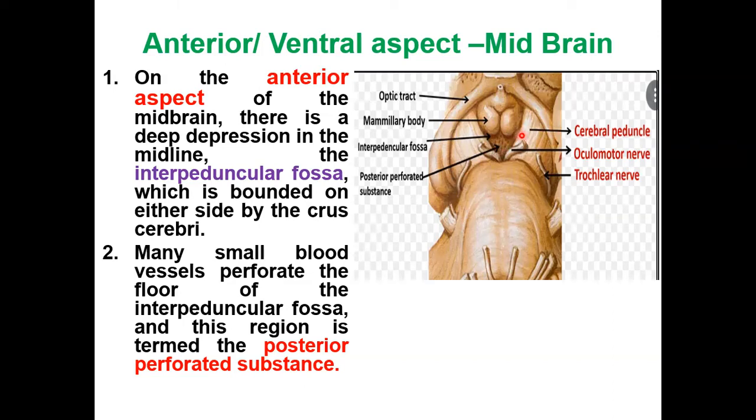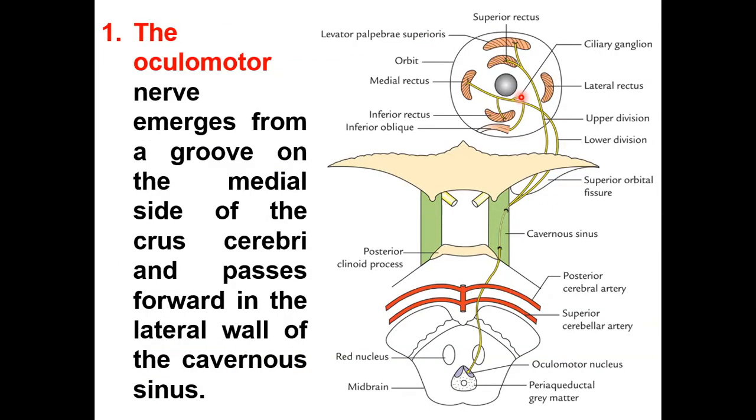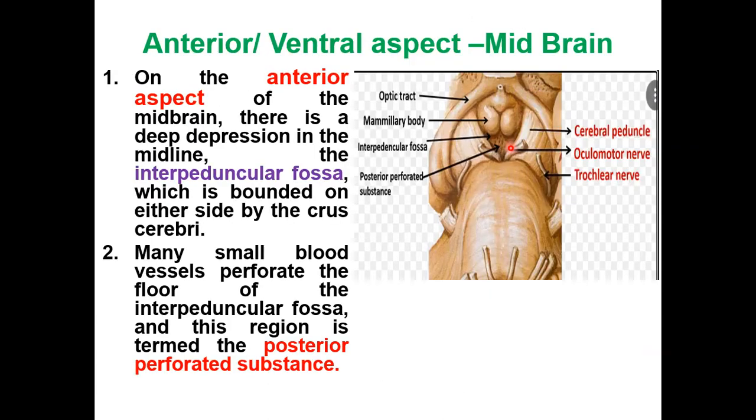And what are the boundaries of this interpeduncular fossa? On each side it is bounded by the cerebral peduncle or crus cerebri, and in front by the optic tract. On the side is the oculomotor nerve, the third cranial nerve, and it arises from the ventral surface of the midbrain, from the medial part of the crus cerebri.